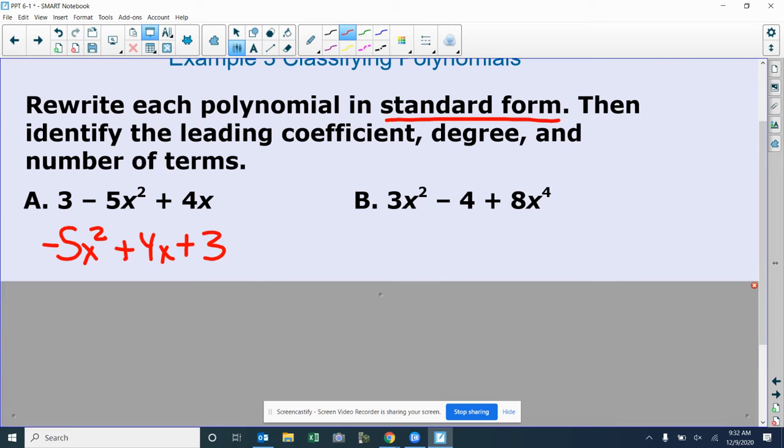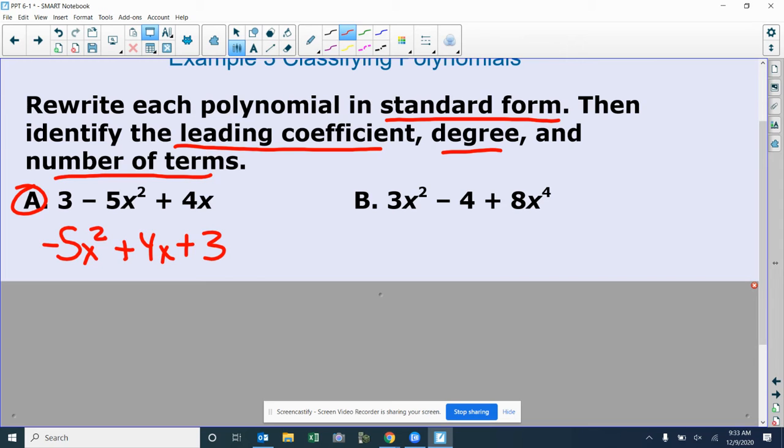Then identify the lead coefficient. What is the lead coefficient in letter A? It is -5, isn't it? What is the degree of this polynomial? Well, look at the highest monomial. It would be a degree of 2, isn't it? And if you missed the number of terms, shame on you. There are 3 of them in there.